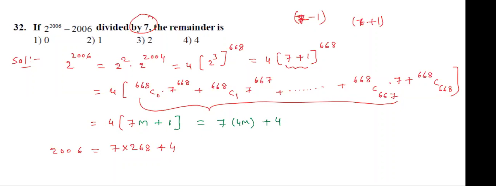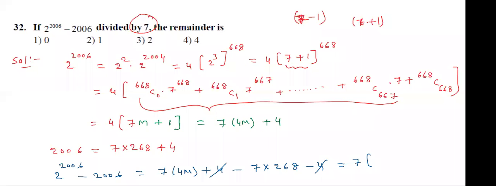Not exactly divisible. Okay. Now finally 2 power 2006 minus 2006. 2 power 2006 means that is 7 into some integer plus 4 minus 2006. 7 into 268 minus 4. Here minus 4 plus 4 cancel. Remaining, observe that 7 into 4m minus 268. 7 into some integer. That integer is 4 into m minus 268. What is that exact value? We don't know. Plus 0. If 49 is 49, how to write, students? 7 into 7 plus, what is the remainder? 0.